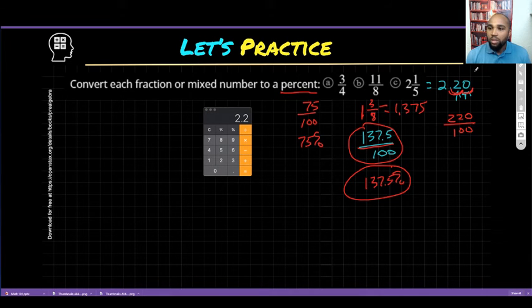You could have also converted this to a mixed number. 2 times 5 is 10, plus 1 is 11 over 5. And it's going to be the same thing. So we can do 11 divided by 5, and you still got 2.2.